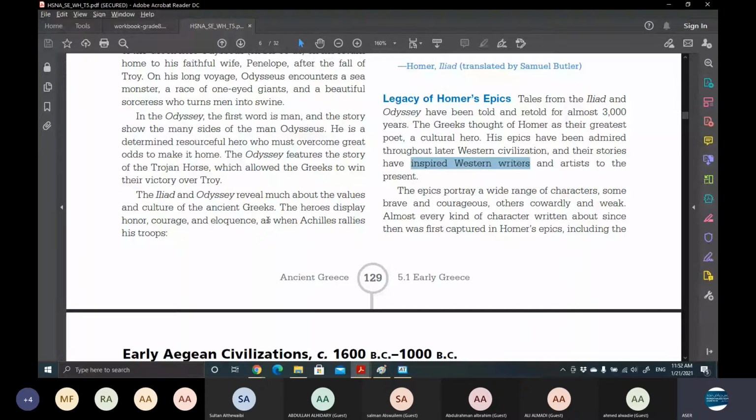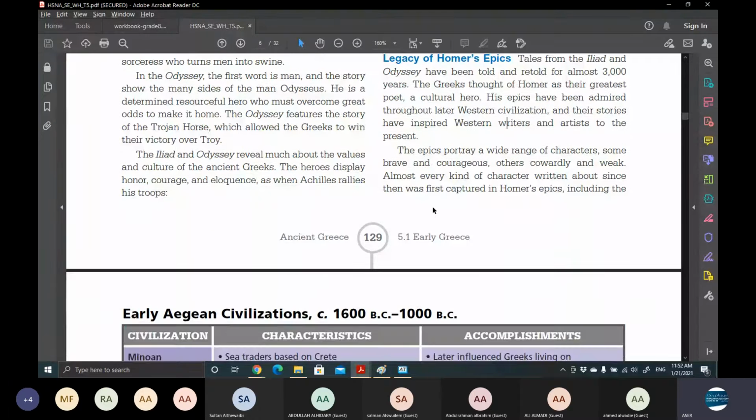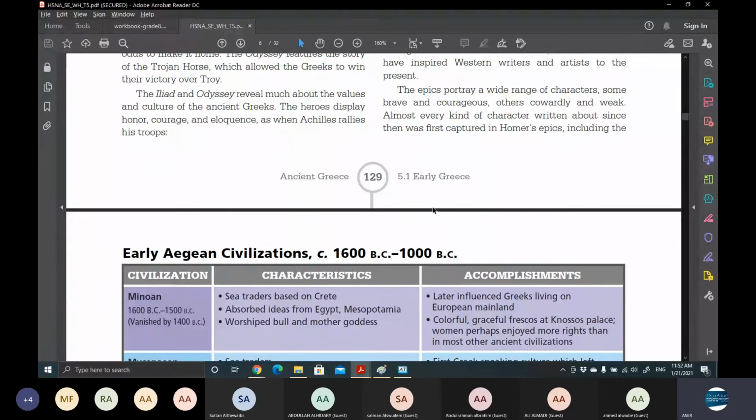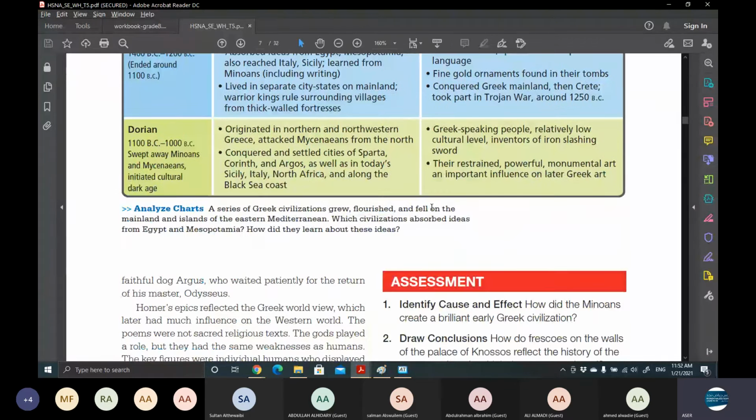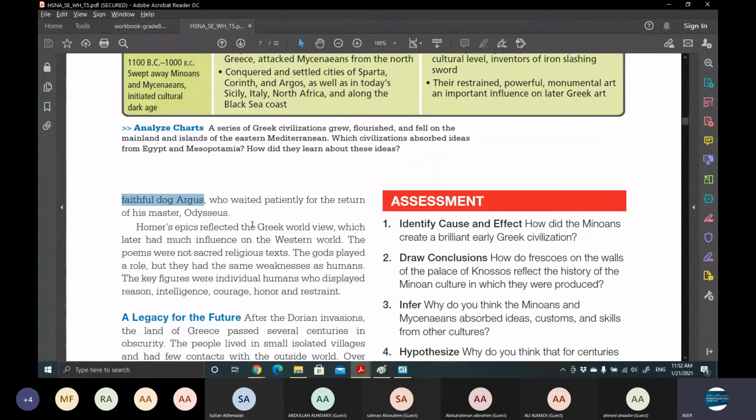The epics portray a wide range of characters, events, and places, displaying courage, displaying weaknesses, displaying everything about human nature. That's why we consider it a wide source for us to use and to learn from about the literary terms and the history of that era. Including, we have the faithful dog Argus, the dog of Odysseus who waited 10 years for Odysseus' return.